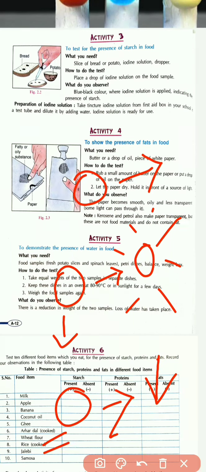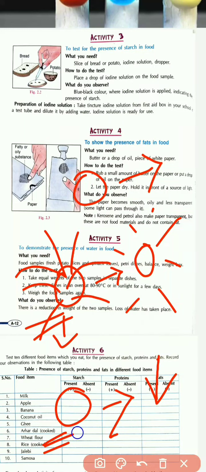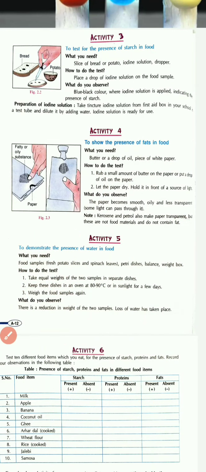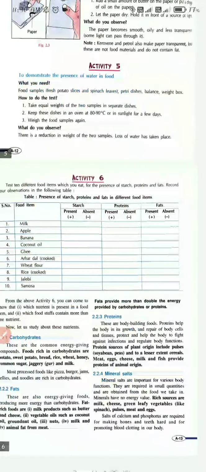That means what happened here is, when you put the sample in the sunlight, the sample lost all its water, so the water content is gone. That's why the weight of the sample has decreased. That means there's the presence of water in the sample. That means in potato and other things we can get water also.